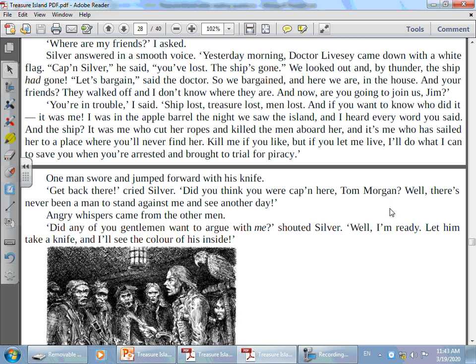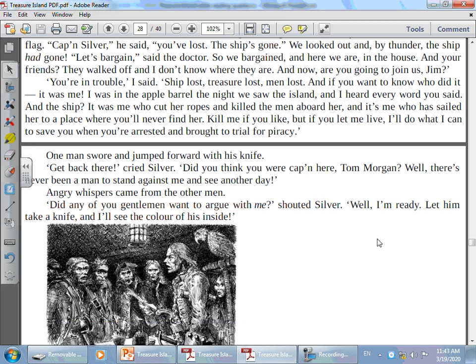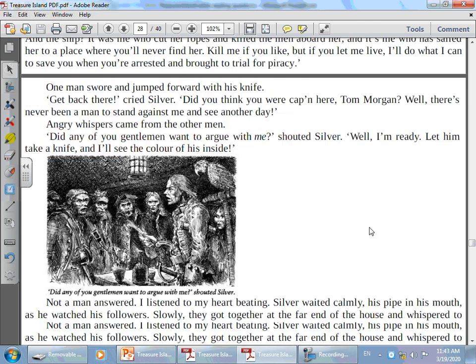Angry whispers came from the other men. "Did any of you gentlemen want to argue with me?" shouted Silver. "Well, I'm ready. Let him take a knife and I'll see the color of his inside."